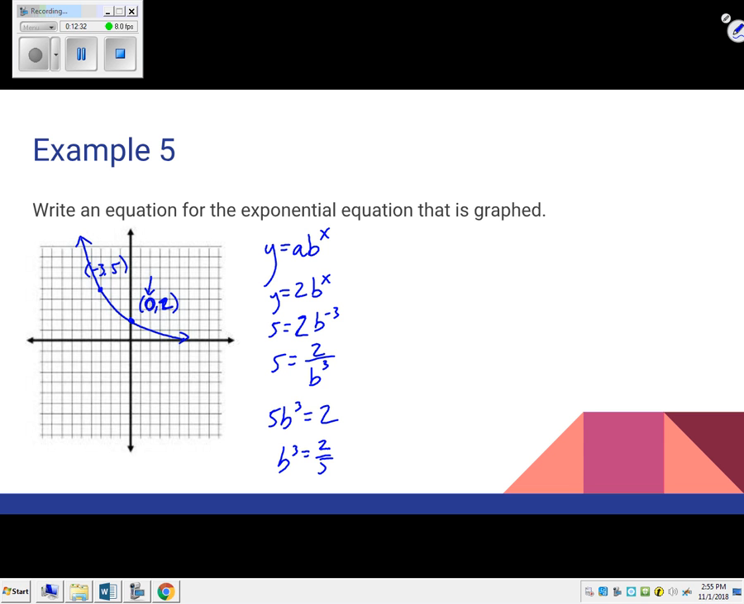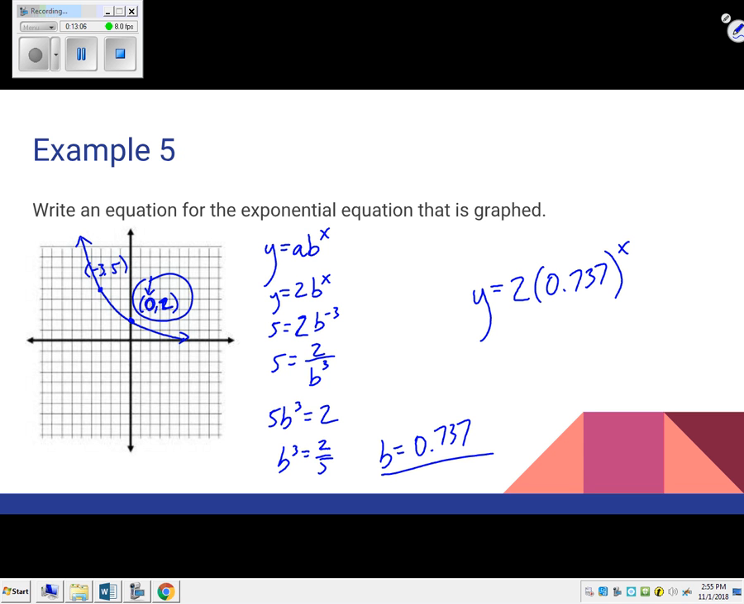I've almost got my hands on b. I just need to take the cube root of both sides. And so the cube root of 2/5 comes out to be 0.737, I do believe. Okay, good news. I got my b. My a was given to me, so I can write my function. Y equals 2 times 0.737 to the x.